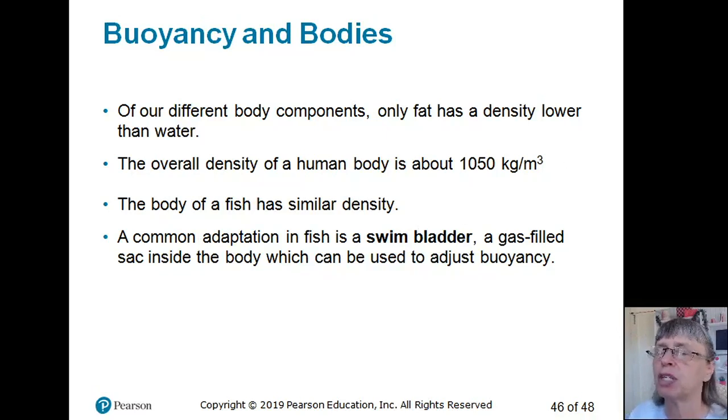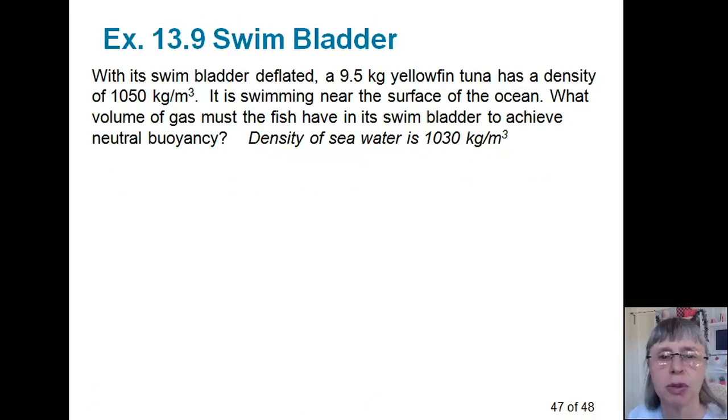So this slide is just giving you a little bit of an introduction to what's going on in our next problem. We're told that a yellowfin tuna with its swim bladder deflated, that's similar to a human with all the air blown out of its lungs, has a density of 1050. And we're told it's swimming near the top of the ocean, and we're asked to find out what volume of gas is needed so that it can have neutral buoyancy at the top of the ocean.